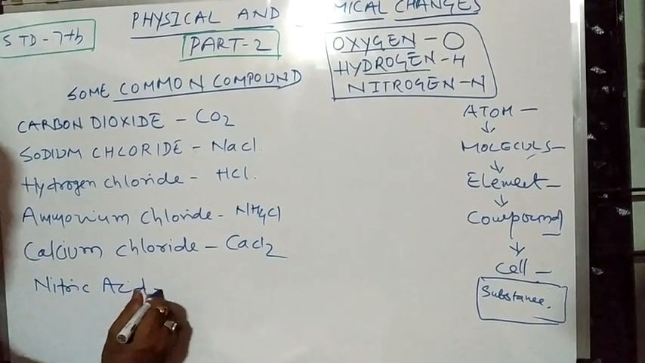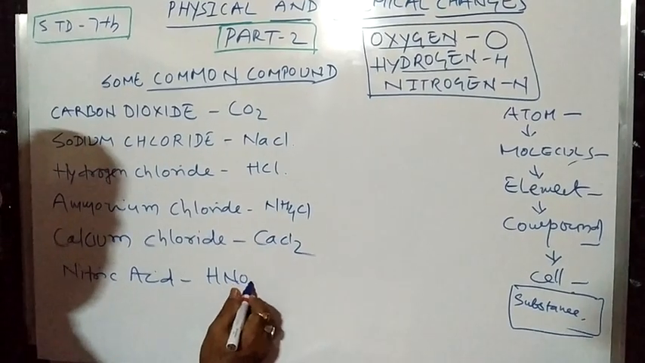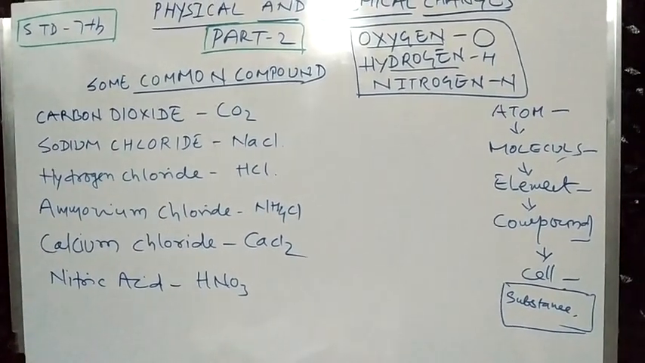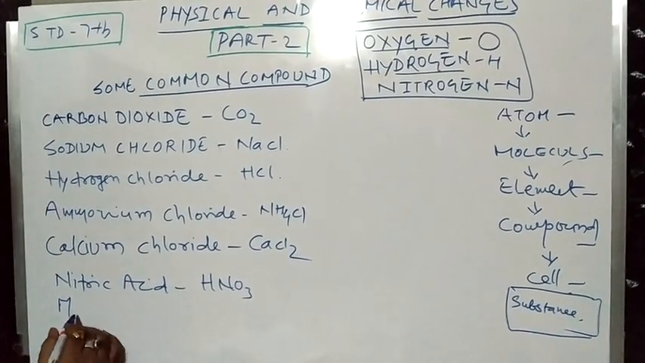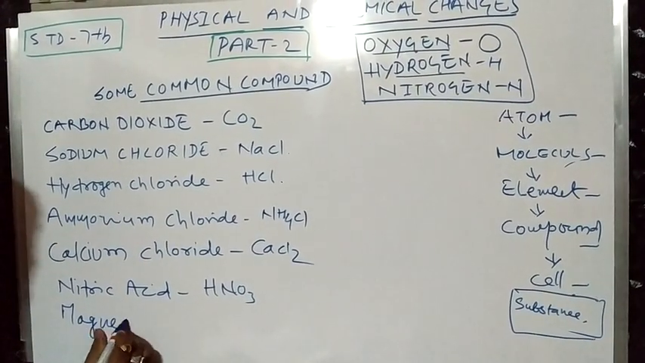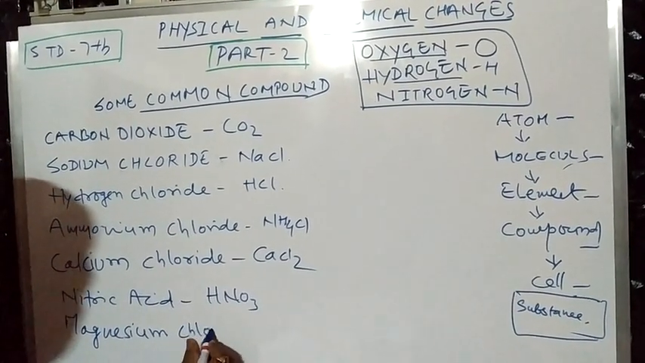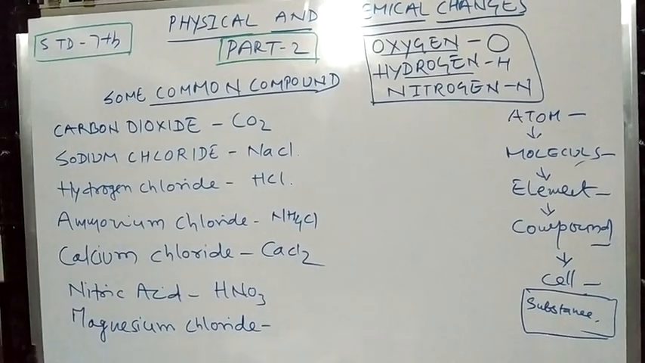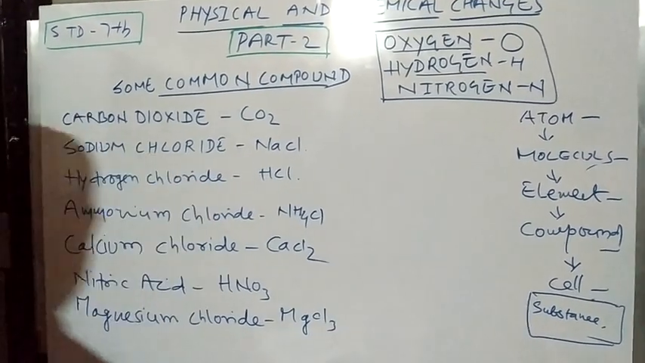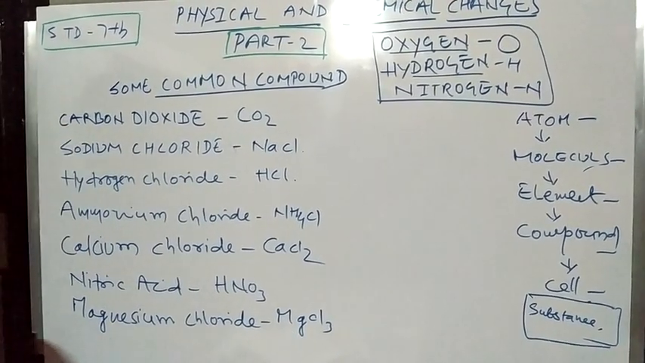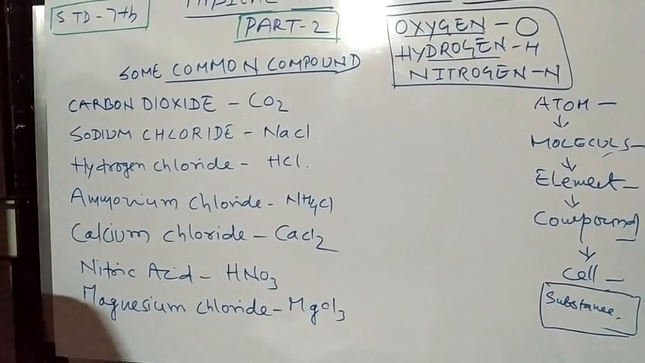Now nitric acid. For nitric acid, HNO3. Magnesium chloride, MgCl3. Mg stands for magnesium and Cl3 is chloride. Okay, hope you have already written.